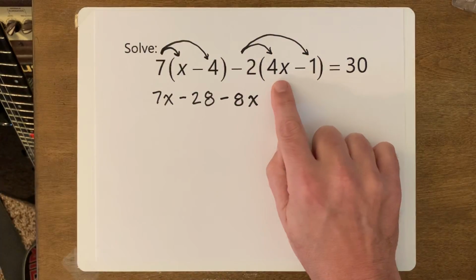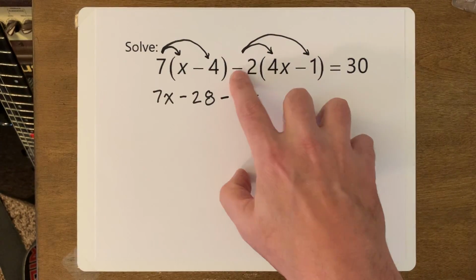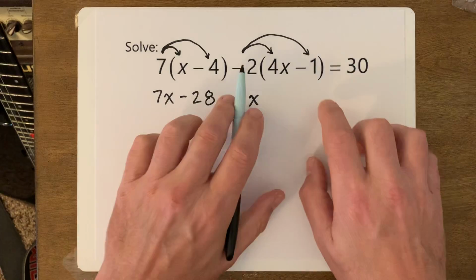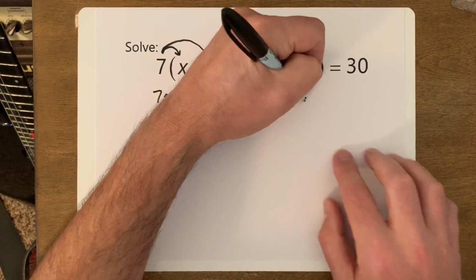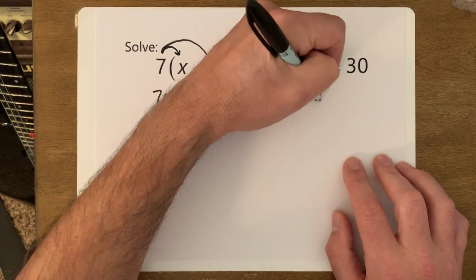And hopefully by now we know that negatives and subtraction basically mean the same thing. Negative 2 times negative 1 is going to be a positive 2. And that's going to be equal to 30.